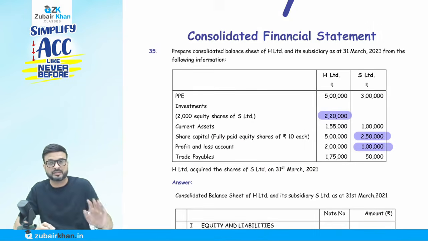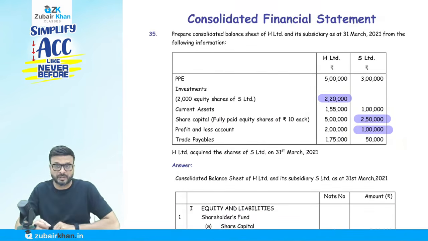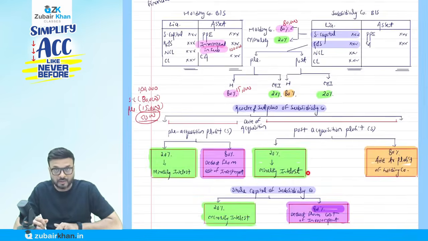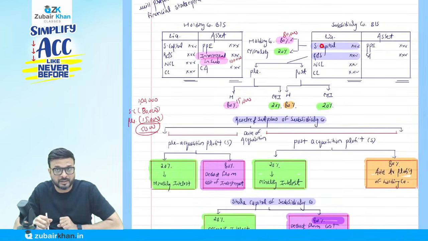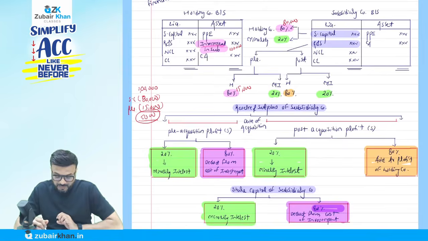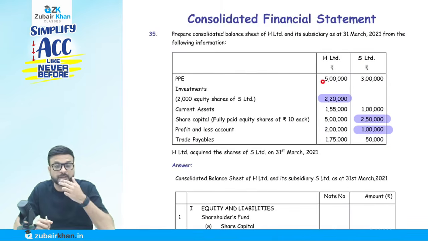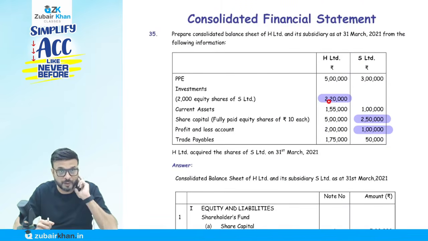Now we will analyze this question. First question, that's why it's a simple question, but always remember that I told you these three figures are important: the share capital and reserve and surplus of the subsidiary company, and the investment done by the holding company in the subsidiary company. Now, if you see here, the investment is 2,20,000, the share capital of the subsidiary company is 2,50,000, and the profit and loss account they have is 1 lakh.